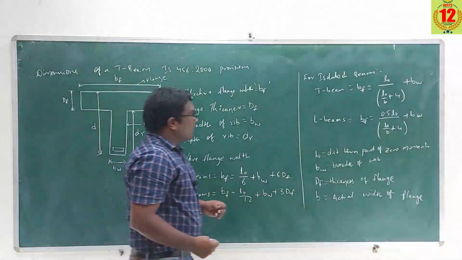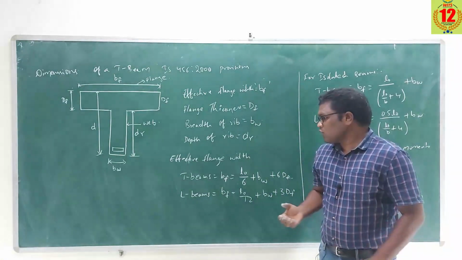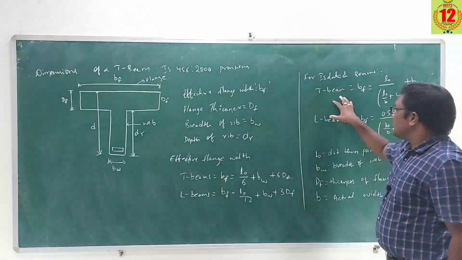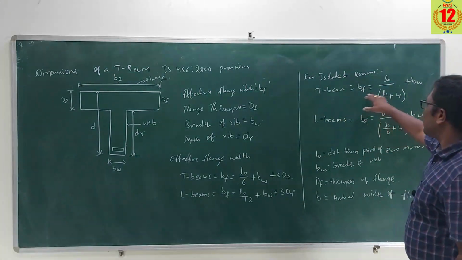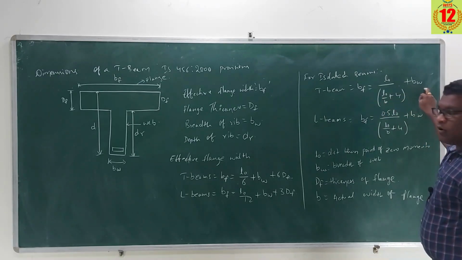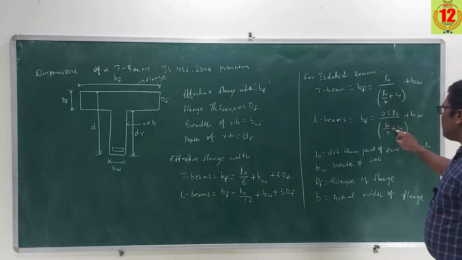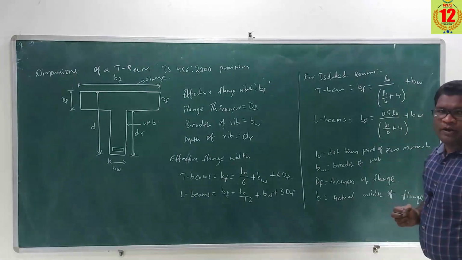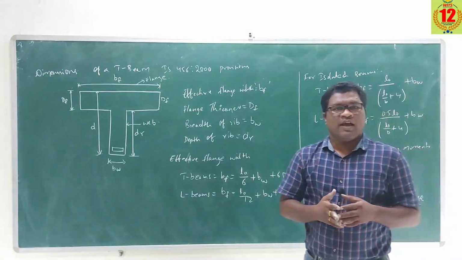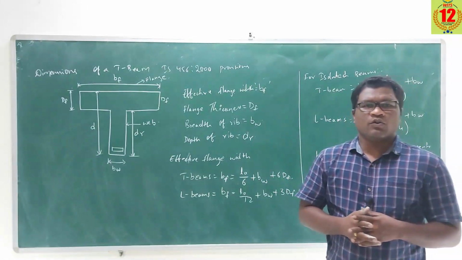And here, another case is isolated beams, and for isolated beams we are going to calculate the effective flange width using these formulas. For T beams, BF equals L0 by (L0 by B plus 4) plus BW, and for L beams, 0.5 L0 by (L0 by B plus 4) plus BW. By using these two formulas, we are going to calculate the effective flange width. And now let us solve a problem on this model, and then we are going to continue.